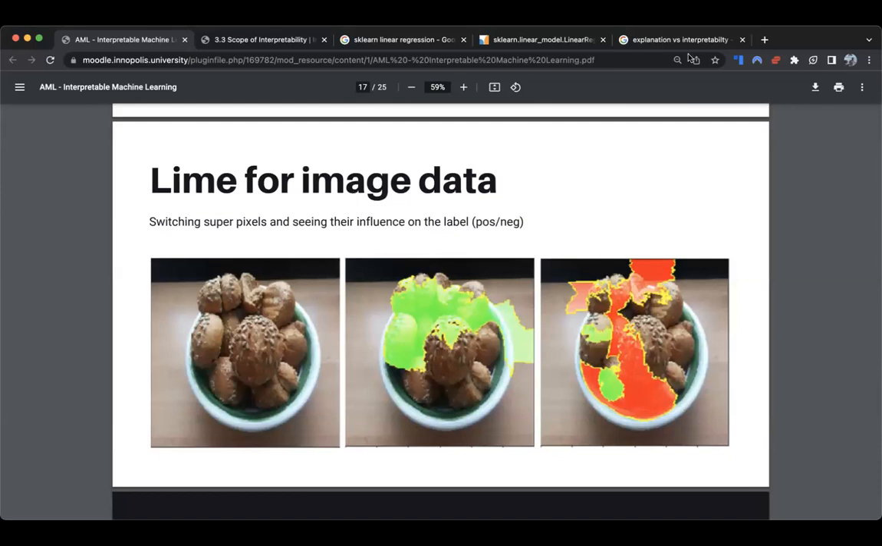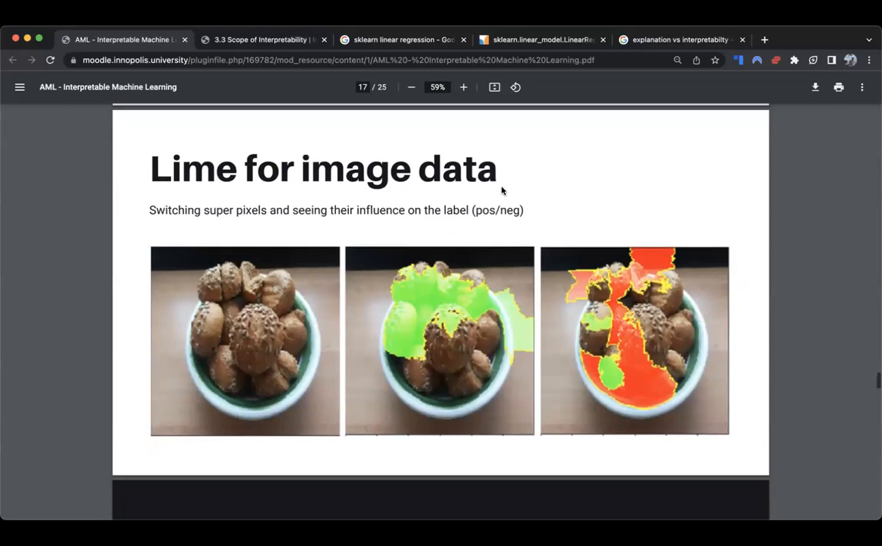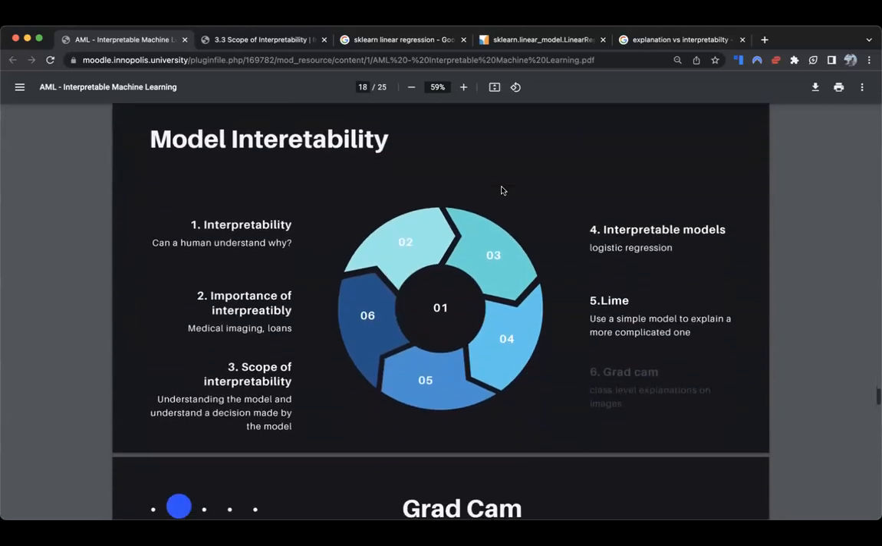Does that answer your question? Okay. If it doesn't answer your question, then don't worry. By the next lecture, which is going to be about object detection, we will speak so much about it in detail, and hopefully you will understand it a lot better.